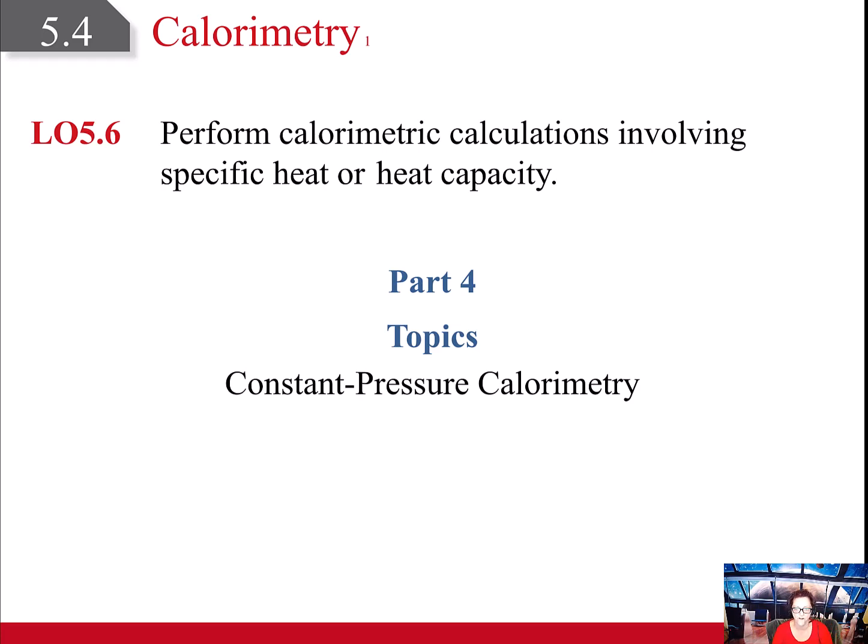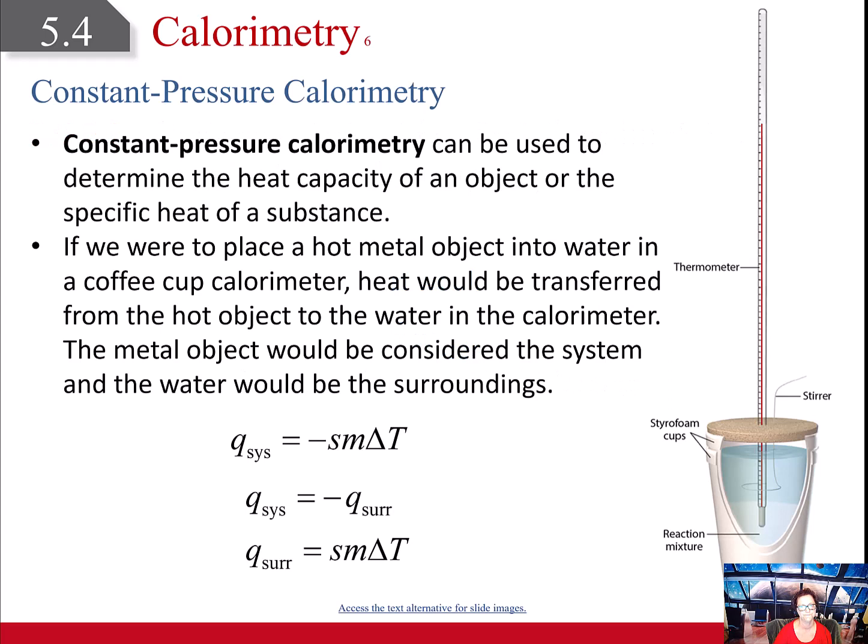This is part 4 and this is the last part that we're going to cover in thermochemistry. In this part we're going to look at constant pressure calorimetry, otherwise known as the coffee cup calorimeter. Constant pressure calorimetry we can use to figure out the heat capacity of an object or the specific heat of a substance. If we were to put a hot piece of metal into the water, we could measure the change in temperature to see what heat was transferred from the hot object to the water.